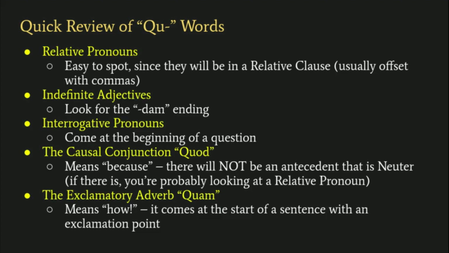The indefinite adjectives, like I said, they have the DAM ending. Once you see that word that looks like a relative pronoun but has a DAM ending, you know it's an indefinite adjective. Pretty easy to spot. Interrogative pronouns, again, they come at the beginning of a question. So if you see a QU word at the start of a question, it's an interrogative pronoun.